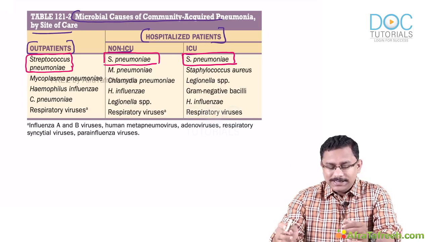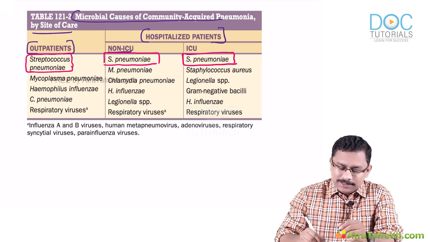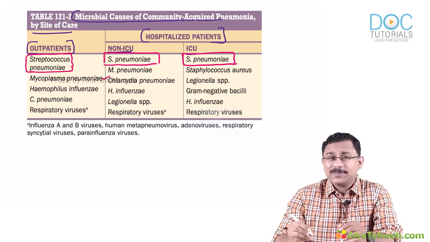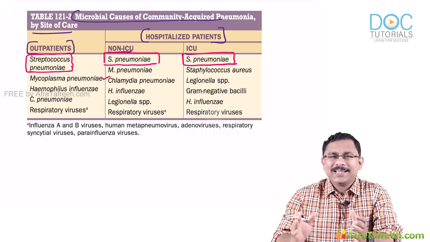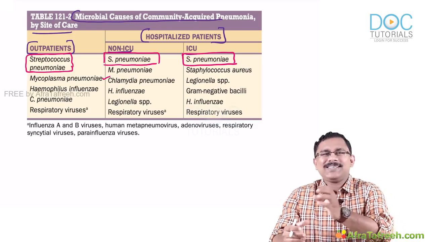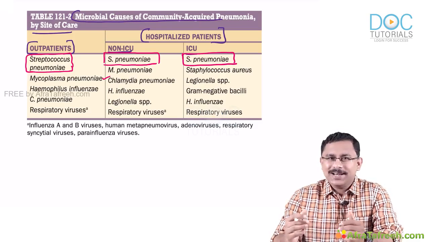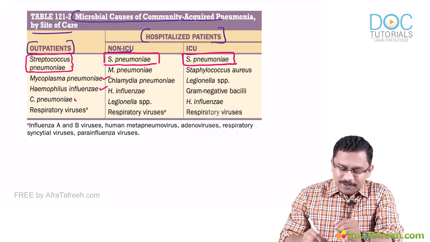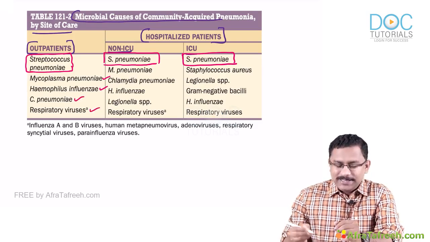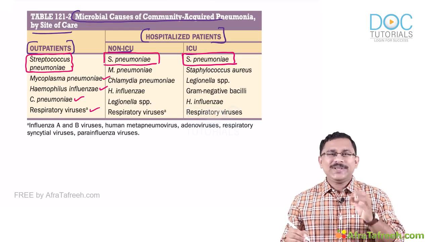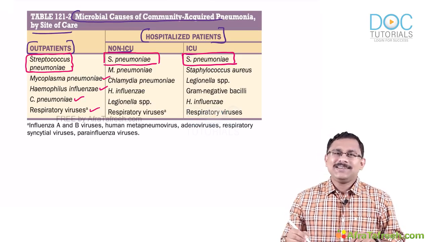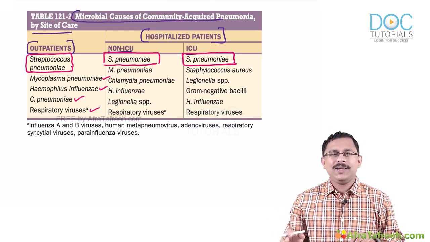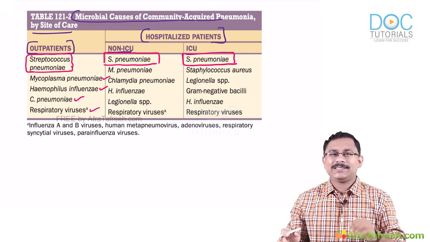Now, in the outpatients, in addition to pneumococcus, the second would be Mycoplasma pneumoniae, which is an organism that can cause pneumonia with some atypical features as well. We'll discuss that. You can have H. influenzae, Chlamydia pneumoniae, as well as the respiratory viruses. So these are the organisms that can cause a community acquired pneumonia, mostly managed on an OP basis.